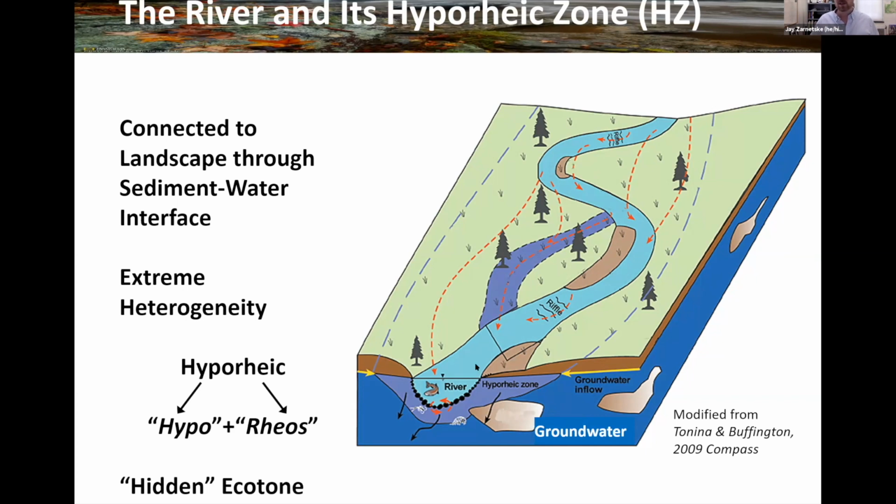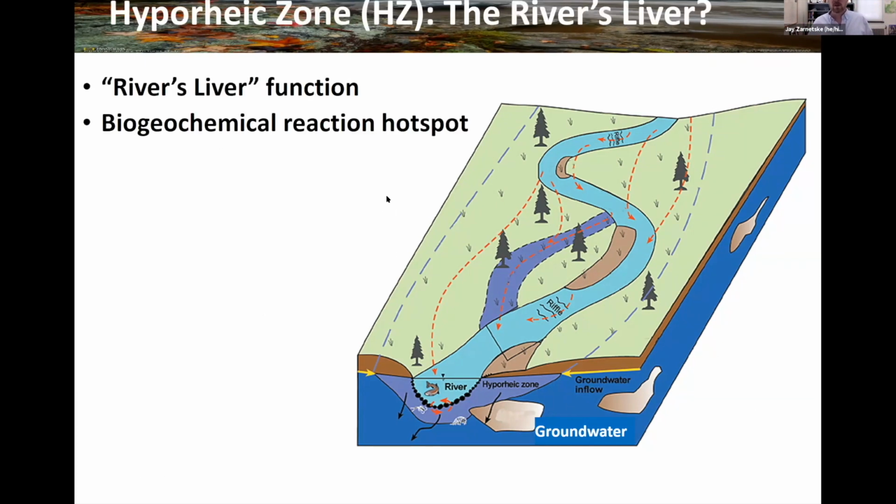So it's a place of extreme heterogeneity given its geomorphic history, and it's also often referred to as the hyporheic zone. The hyporheic word just means hypo and rios, as in Greek origin, below the flow of the river. And this is importantly a hidden ecotone, the boundary between surface aquatic ecosystems and groundwater and terrestrial ecosystems. We often think of this as the river's liver because it plays a big role in altering the biogeochemistry of river corridors. It does this by increasing the residence time of water.